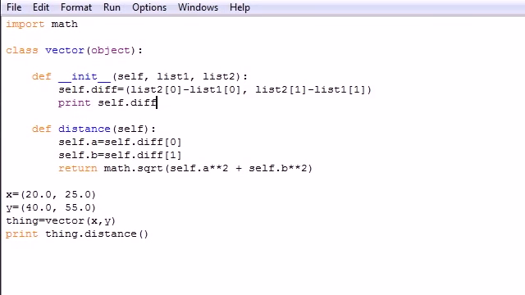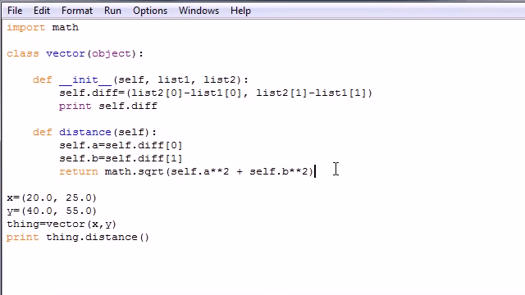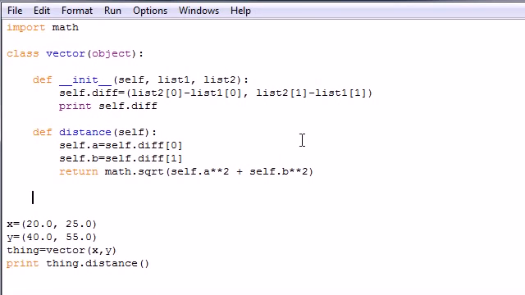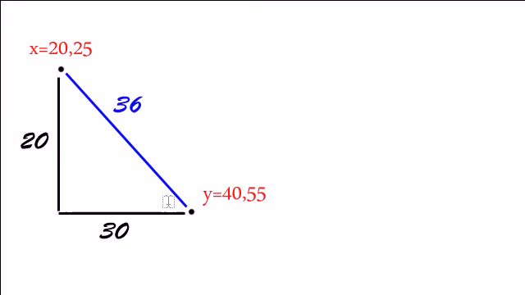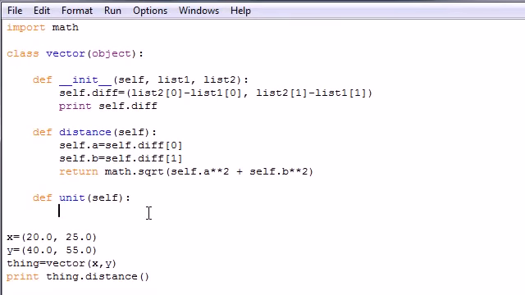In order to do that, let me position this. We first need a new function, and I'm going to name mine unit. So put def unit self. And now let me show you guys how to calculate this. In order to calculate the x unit vector, what you do is take the side A and put it over the distance. And in order to calculate the y unit vector, take the y side and put it over distance. So 20 over 36 and 30 over 36. So let's go ahead and do that.